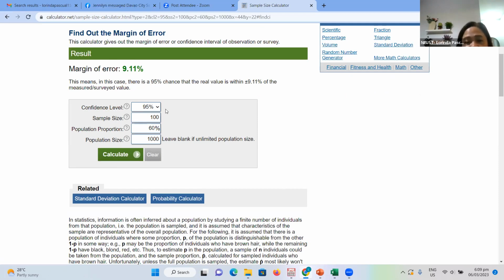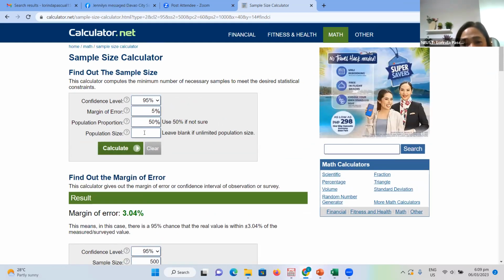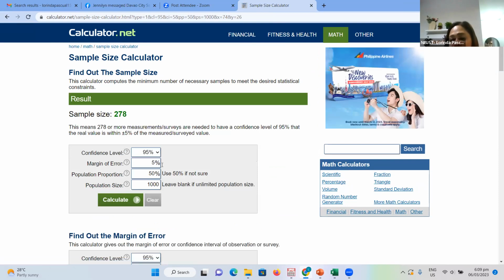So, increasing the sample size, halimbawa here, you increase the sample size, let us say 500 yung sample size mo. What will happen to the margin of error? So, the margin of error will be reduced to 3.04%. So, pag mali yung sample size mo, what if you get the right sample size? So at 95% and 5% and you have a population size of 1,000, what should be the appropriate, ba, yung sapat na sample size? Let us see. So you have 278. You have to get 278.